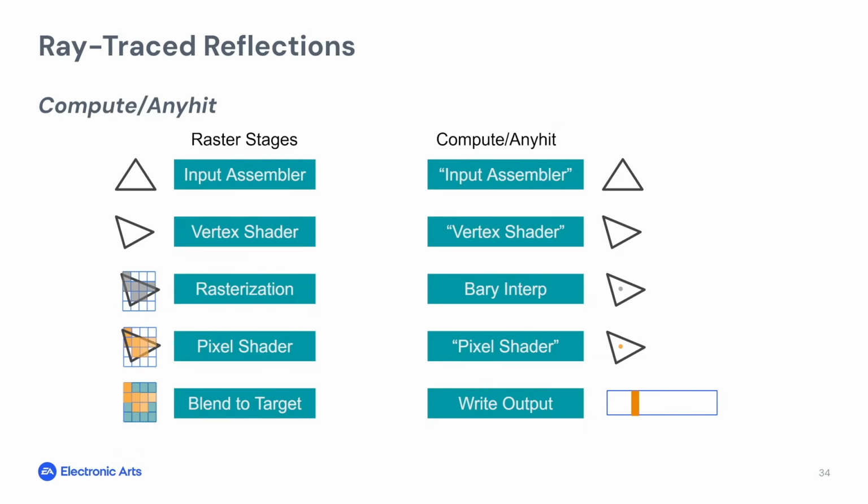The input assembler stage unpacks vertices from one or more streams. The vertex shader portion runs 3 times, once for each corner of the intersected triangle. The rasterization stage is replaced by barycentric interpolation. The pixel shader stage runs for the intersection point, and then the results are written out. This approach means we can use the same code generation pipelines that we already use for raster, just by changing the vertex and pixel shader entry points a little bit.